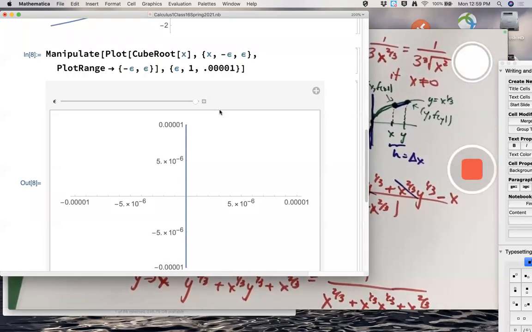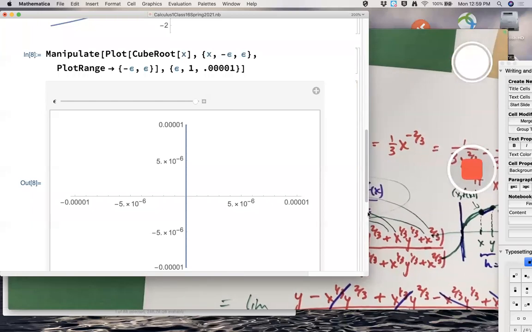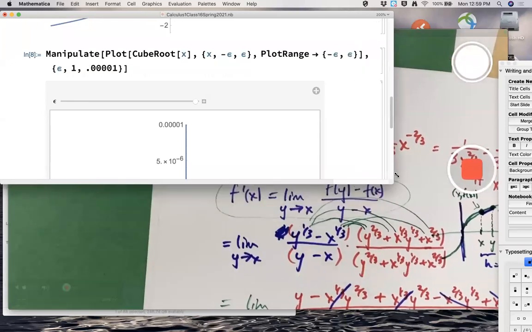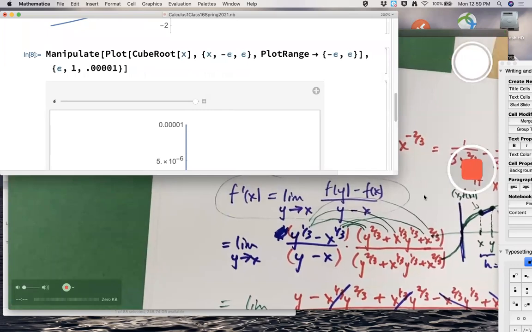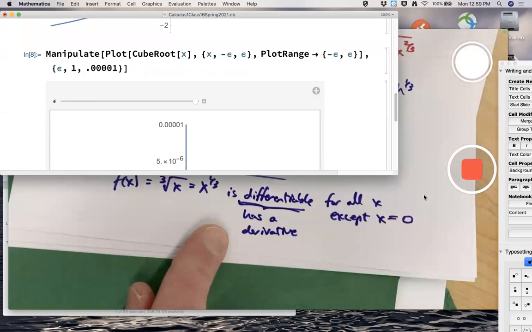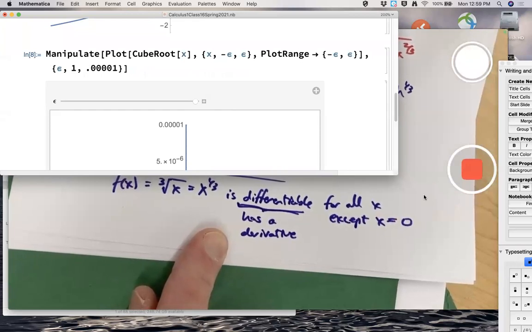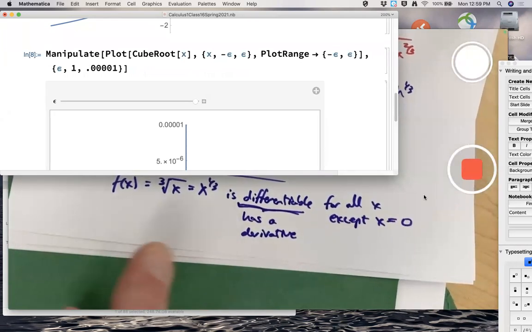But the main point of bringing this up, besides getting a little more practice with Mathematica, well, there's a few different points. One educational point is just to get more practice with the limit definition of a derivative. Another educational point is to emphasize the concept of differentiability and lack of differentiability. One way a function can fail to have a derivative is if the tangent line is vertical at a point. That's one way. There are other ways for a function to fail to be differentiable.